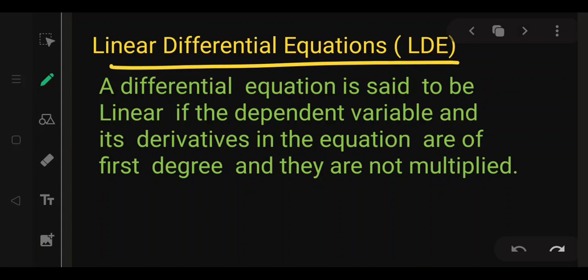A differential equation is said to be linear if the dependent variable and its derivatives in the equation are of first degree and they are not multiplied together. That is, a differential equation is said to be a linear differential equation if the dependent variable and its derivatives present in the equation are of first degree and they are not multiplied.